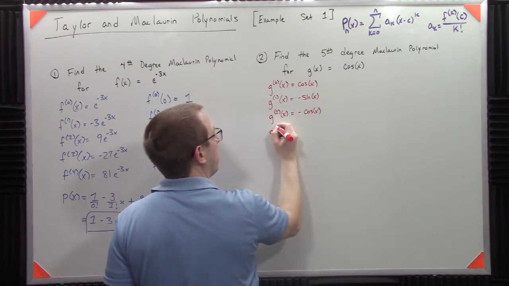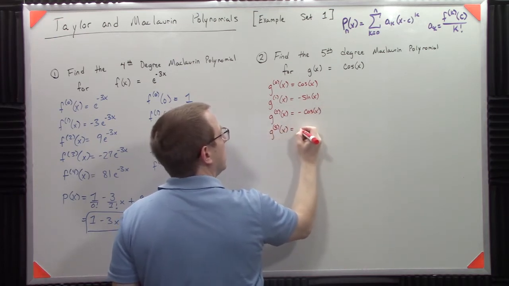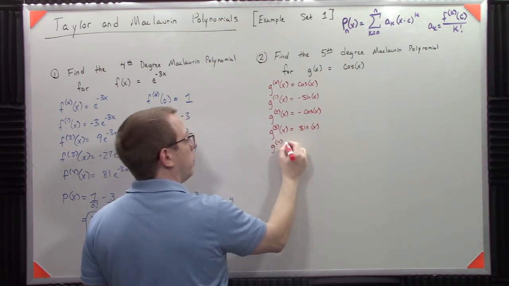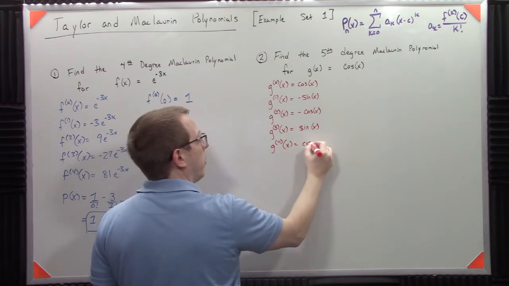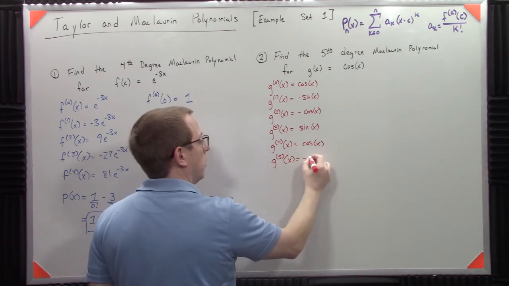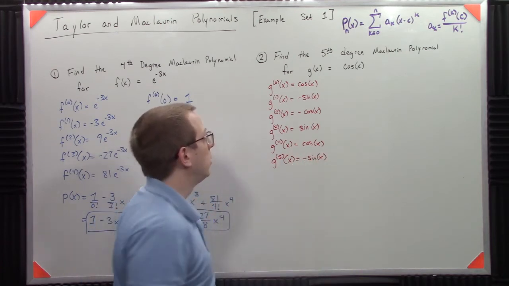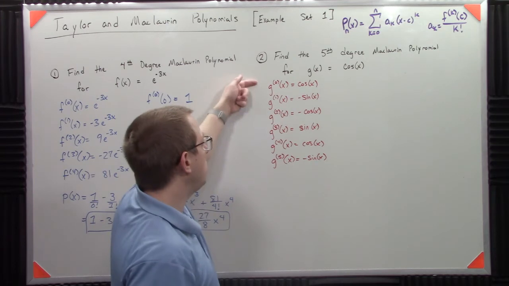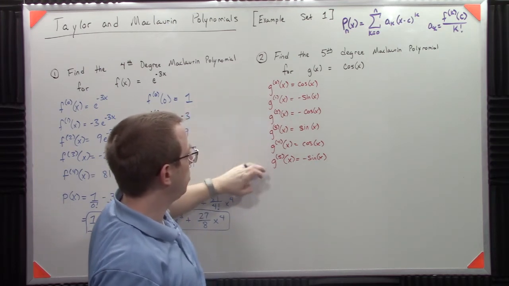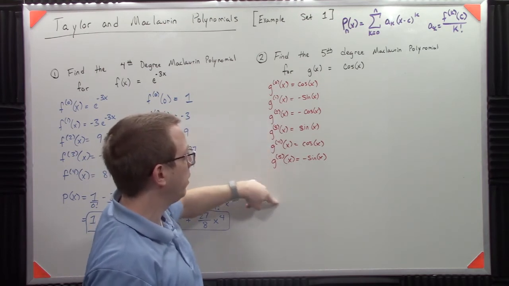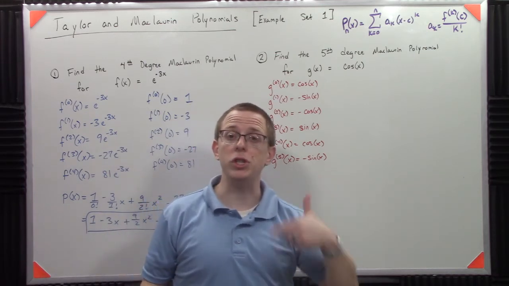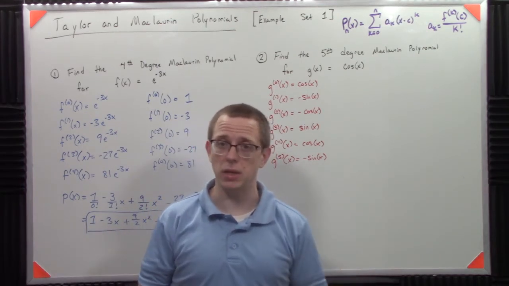The third derivative is positive sine of x. The fourth derivative is cosine of x. And the fifth derivative is negative sine of x. See a pattern here? It goes 1, 2, 3, 4, 1, 2, and then the next one would be negative cosine, then the one after that would be positive sine. So you end up in a differentiation cycle. Those derivatives just keep being the same.